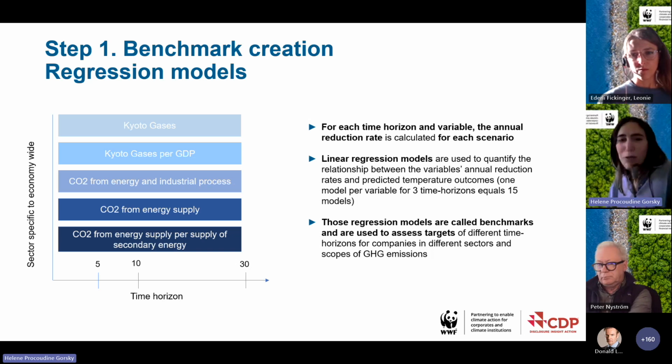Not all of them are used for the same purpose. They are essentially mapped to the appropriate time horizon of corporate targets, and different benchmarks are associated with different sectors or scopes. So for example, the CO2 from energy supply benchmark is going to be used for companies in the power sector, but also it's going to be used to benchmark the scope 2 emissions of companies, because those emissions are essentially about electricity, heat, and other secondary energy sources that are consumed by the company.